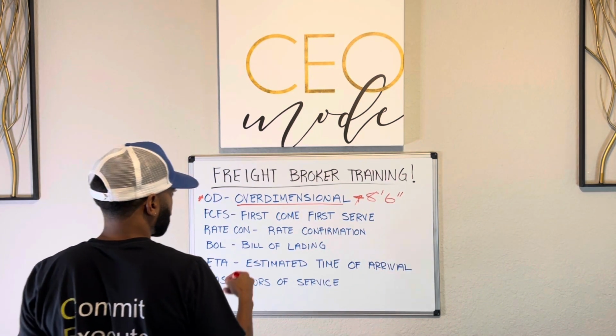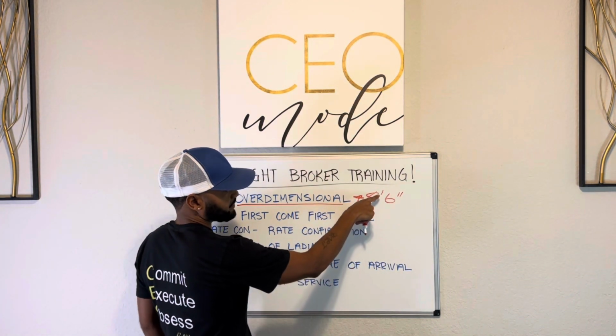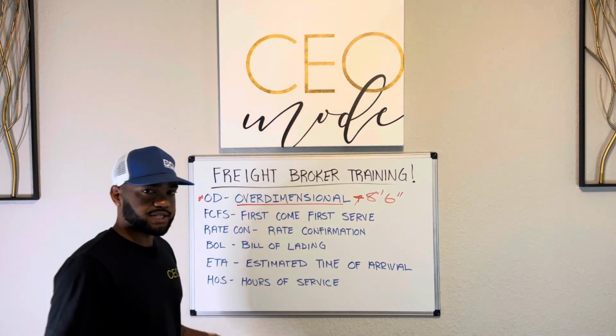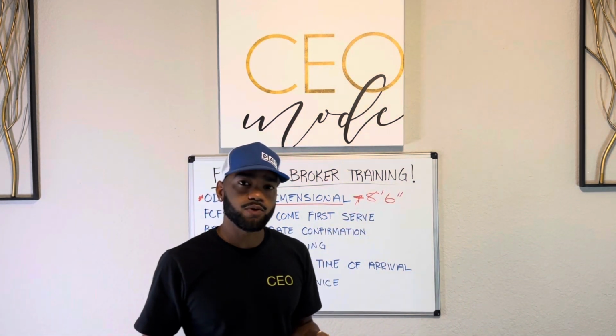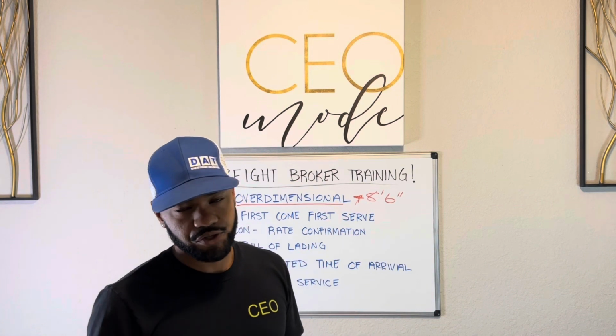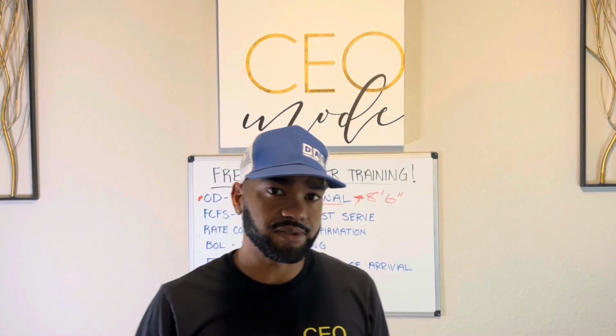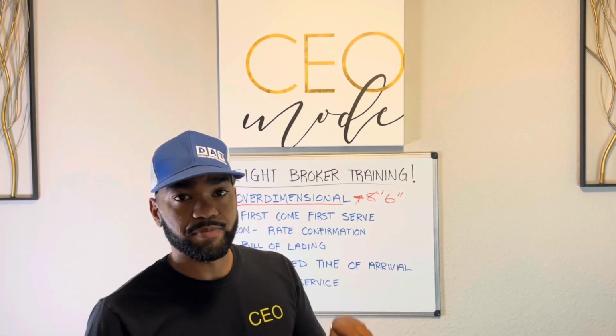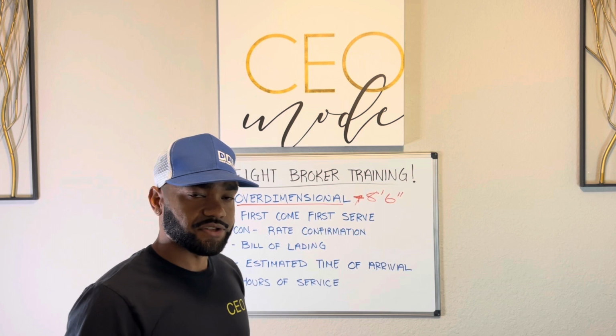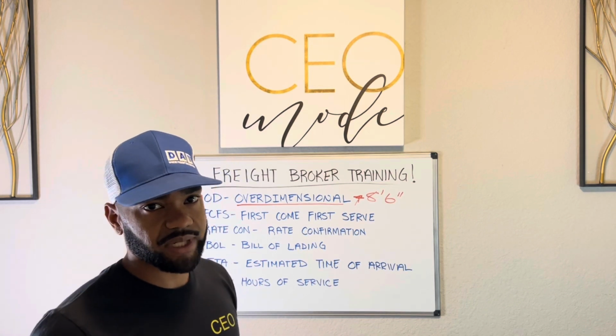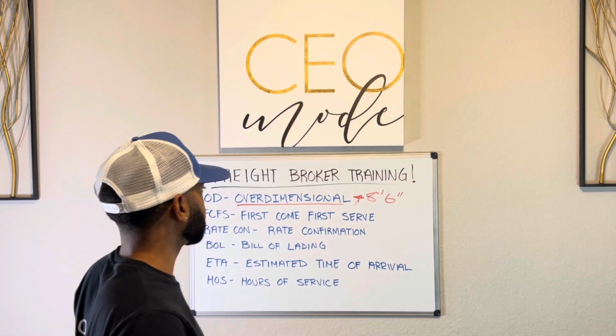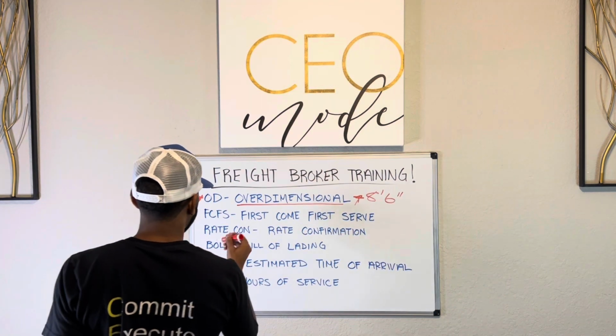So that's OD, overdimensional. Anything over 8 feet, 6 inches wide is going to be an OD load. It's going to require permits for the trucking company. So every trucking company that's hauling OD loads, they're going to have to get a permit for every state that they're crossing. Freight brokers, you don't have to worry about getting those permits. That's going to be on the trucking companies. Let's keep moving.